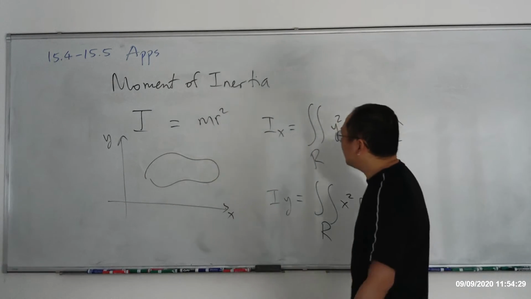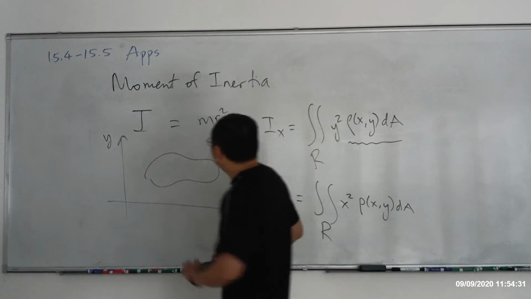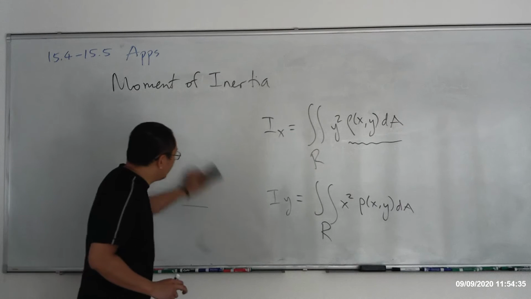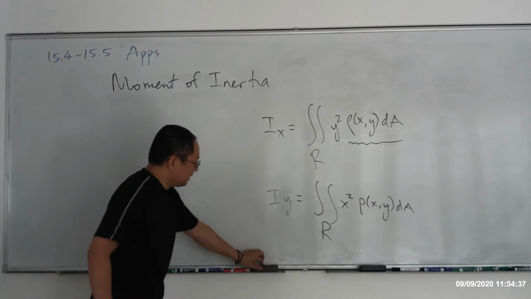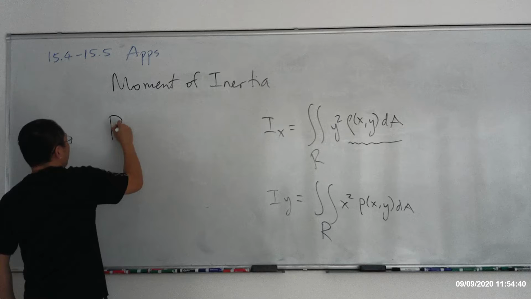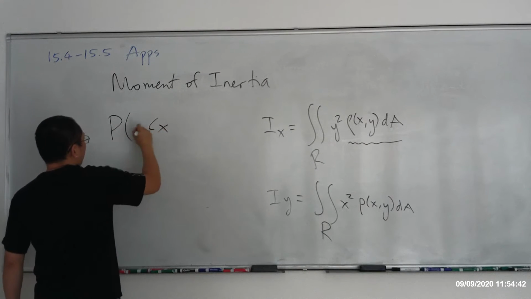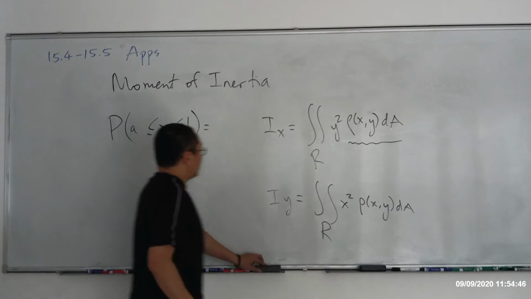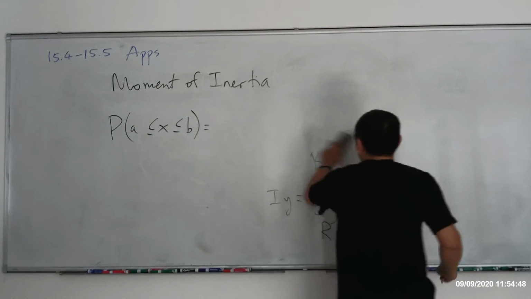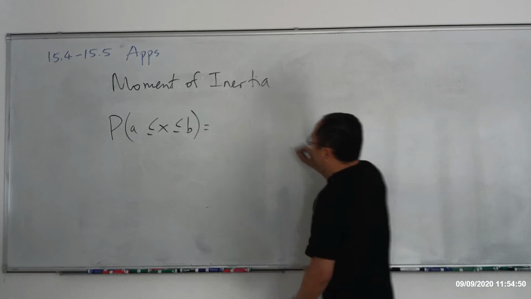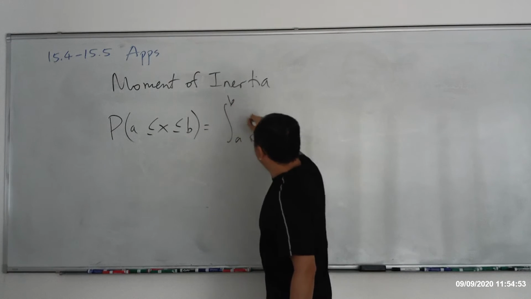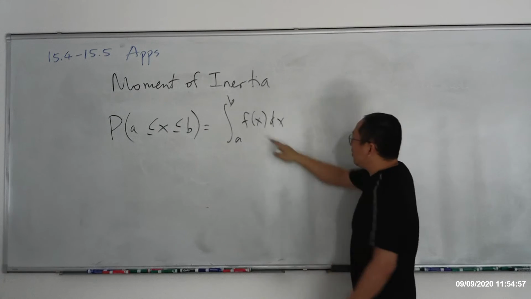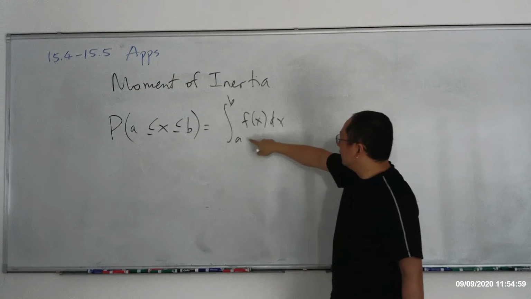And then I see another application in this section 15.4. They talk about probability. Say the probability when x is somewhere between a and b. This is single variable calculus, Calc 1, the integral from a to b of f(x) dx. This is the probability function, and it runs from a to b.